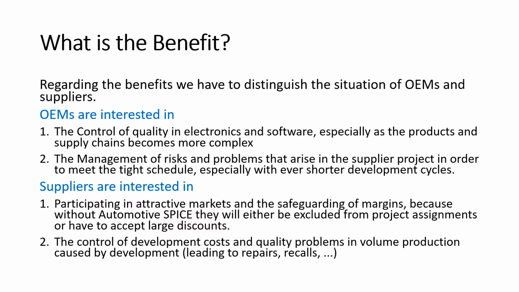What is the benefit? As a manufacturer, there are two sorts of players: one is the original equipment manufacturer, or the automotive company, and the second is the supplier for the OEMs. What benefit does the OEM get, and what benefit does the supplier get? By implementing ASPICE in their environment, OEMs can control the quality in electronics and software, especially as the product and supply chains become very complex, and it is easier now.